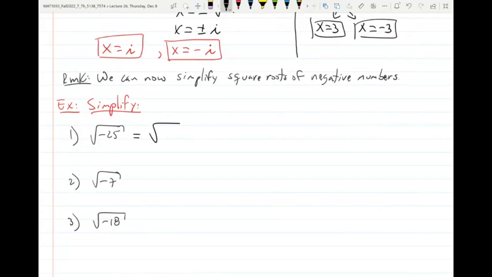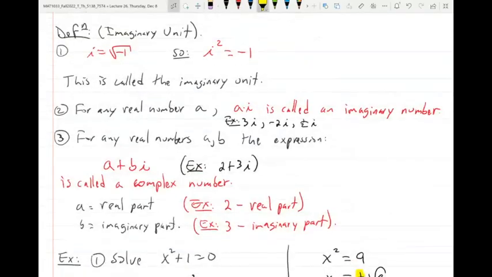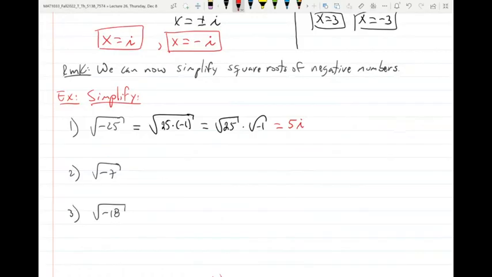Basically, the idea is the following. Negative 25, you can write it as 25 times negative 1. Using the properties that we know, this is the same as square root of 25 times square root of negative 1, by splitting. What's the square root of 25? 5. And what's the square root of negative 1? i. That's what we just defined. This is the imaginary unit, right? By definition, every time that you see square root of negative 1, that is this symbol i. So that equals 5i.